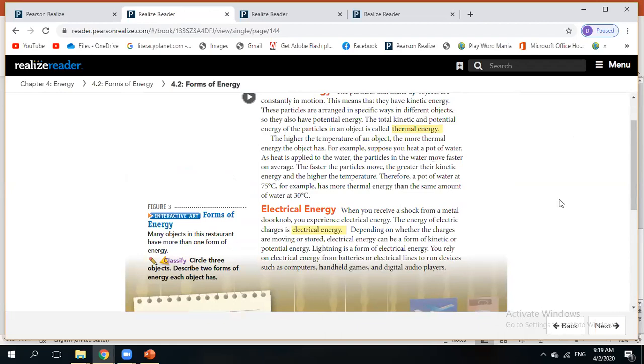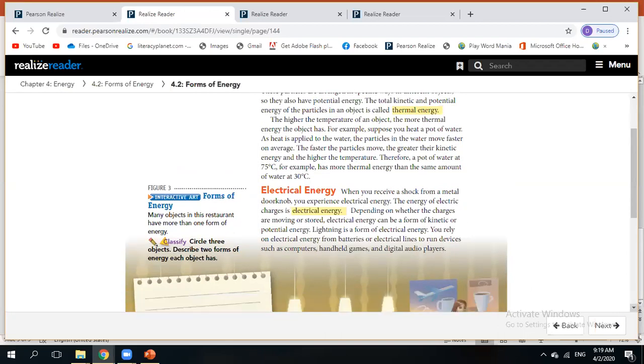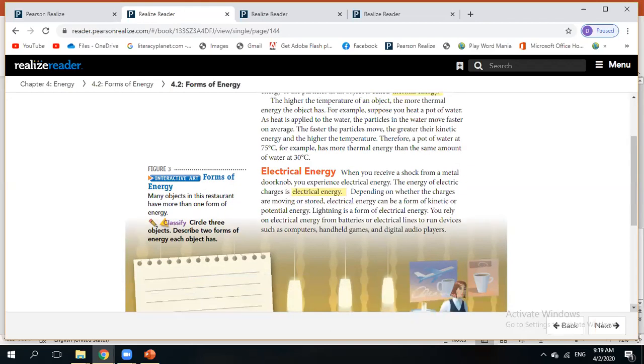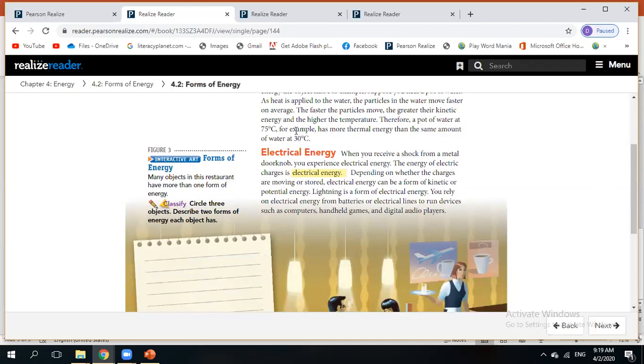Okay? Yes. Okay, what about electrical energy? The third form of energy associated with the particles of an object is electrical energy. From its name, electrical energy is the energy of the electric charges. Depending on whether the charges are moving or stored, electrical energy can be in the form of kinetic or potential energy.